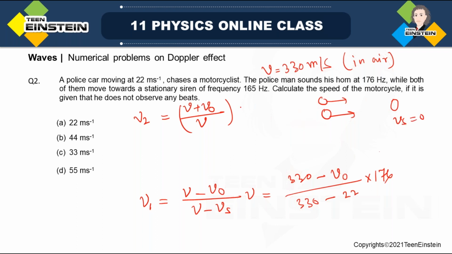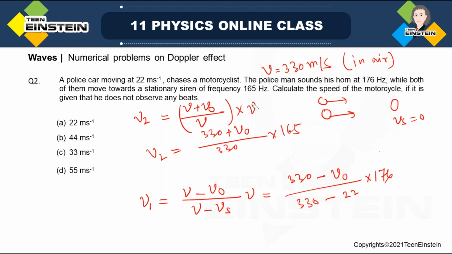In the second case, the frequency is nu 2. Now if you put the values, 330 plus v0, the observer's velocity, that we don't know, we have to find it out. I'm sorry, this is only v, and along with that there will be 165. Okay, so this is nu 2.